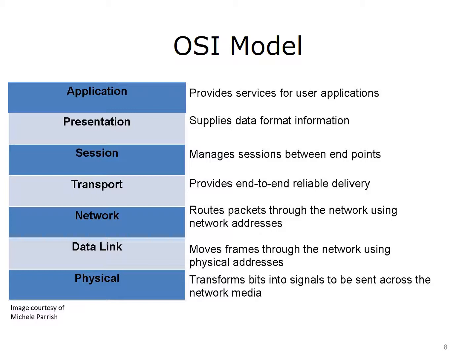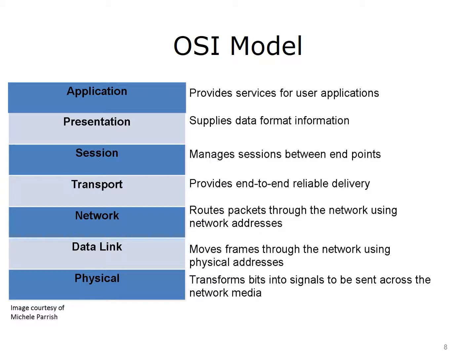The transport layer makes sure that data is received correctly at the destination. If the data isn't received, the transport layer makes sure that the data is resent. The network layer uses network addresses, an example is IP addresses, to move packets across a network from source to destination. The data link layer uses physical or media access control, MAC, addresses to move data across the network.